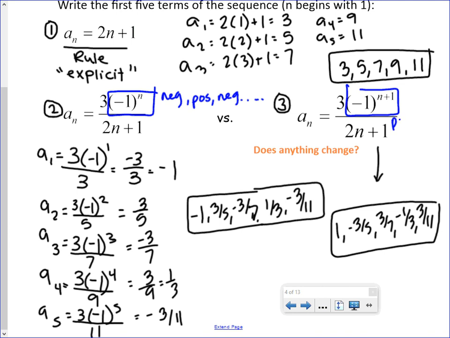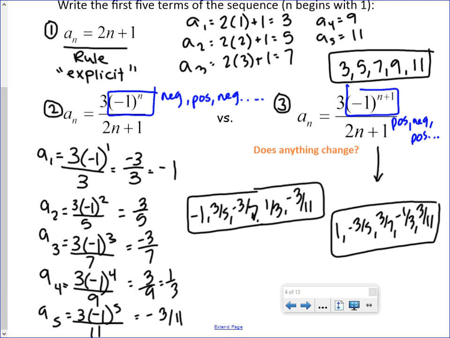So this is going to give us positive, negative, positive, and so on in sequence. Now, on this one, you could really do n plus 1 or n minus 1. They're both going to give you positive for the first term, so either one is acceptable. But remember, that's a little tool you can pull out if you want terms to change signs.